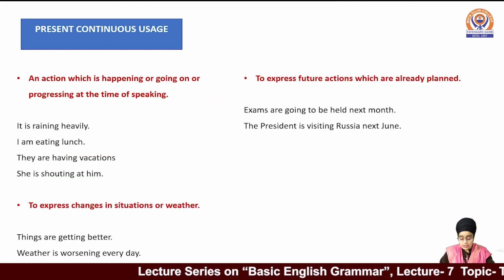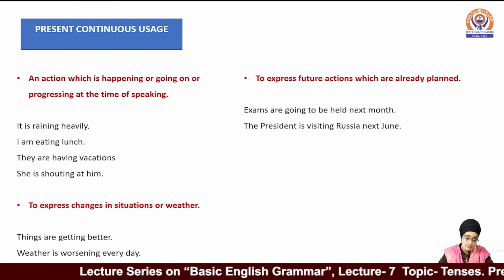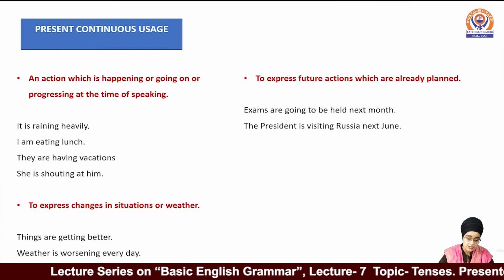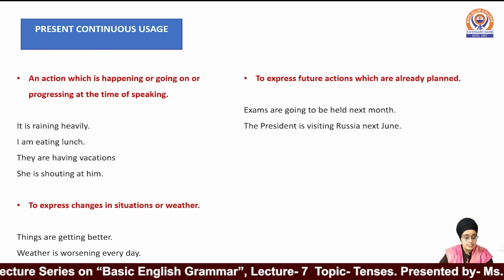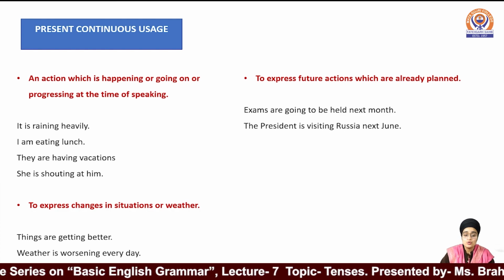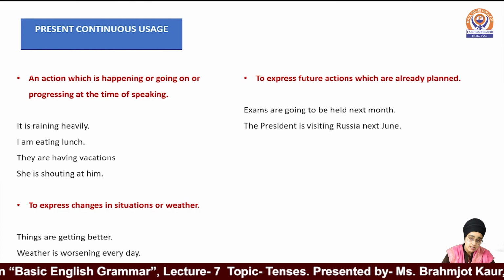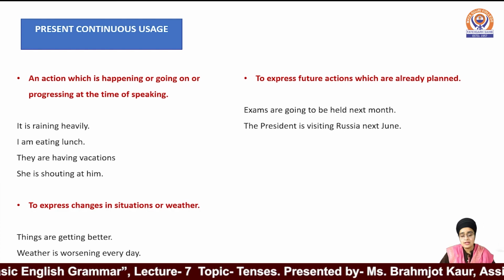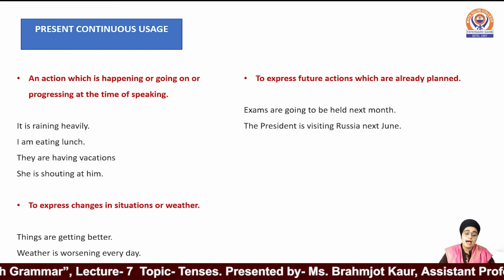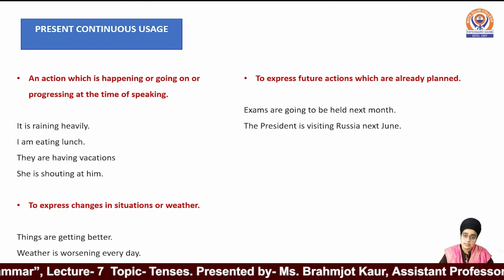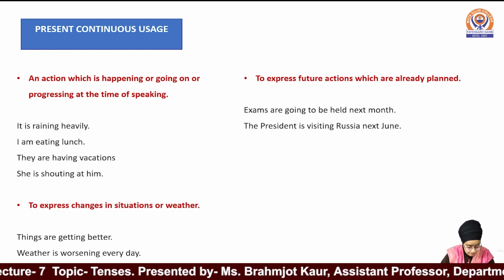So now I am going to give you several instances wherein you will definitely use the present continuous tense. So first, present continuous tense is used to denote an action which is happening or going on or progressing at the time when you are speaking about it. For example, it is raining heavily outside. I am eating lunch. They are having vacations. She is shouting at him. So all of these actions are going on when we are talking about it.